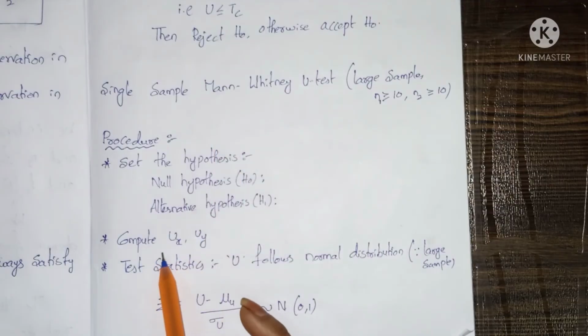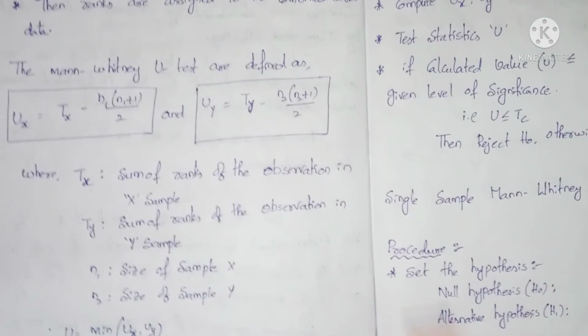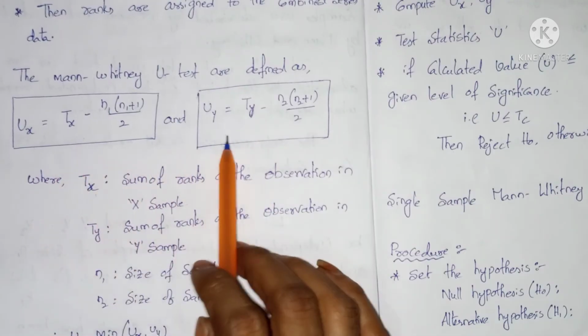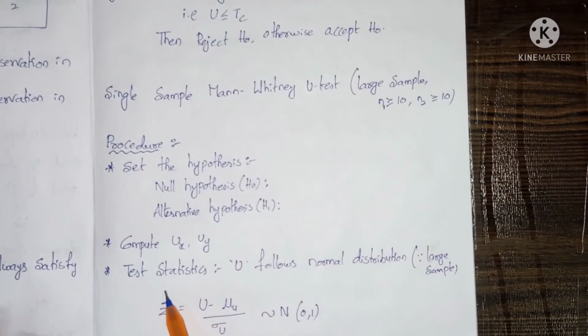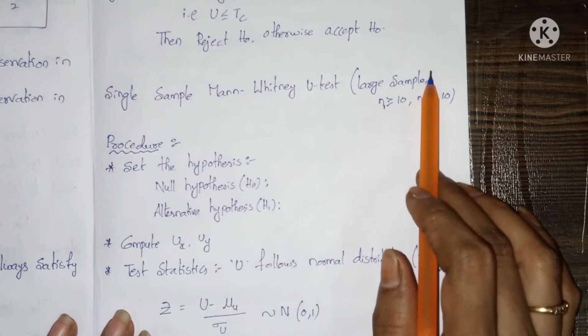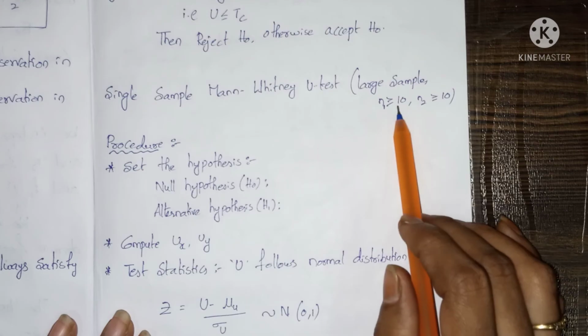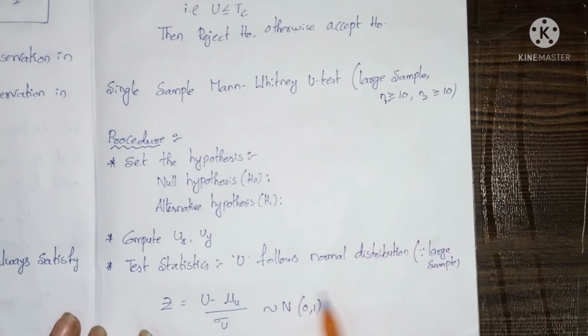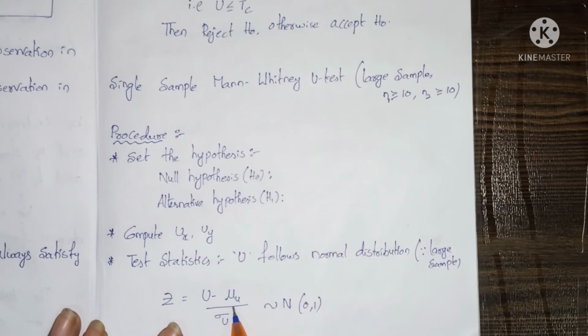After that, compute Ux and Uy. You all know how to compute Ux and Uy using these formulas. Next, the test statistic. Here U follows what? Normal distribution. Why? Because it belongs to a large sample, and a large sample always follows normal distribution. So Z equals U minus mu U divided by the standard deviation of U, which follows normal distribution with mean 0 and variance 1. We read it with this notation.